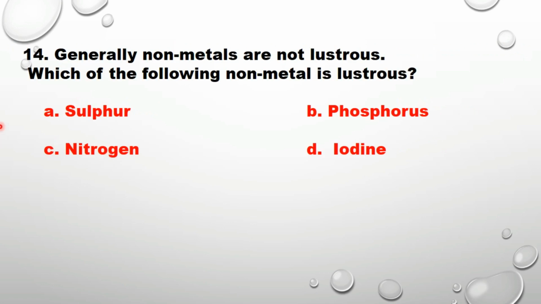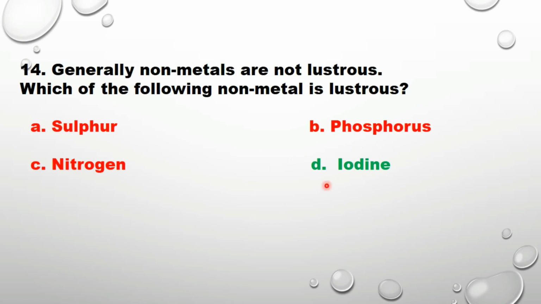14th question. Generally, non-metals are not lustrous. Which of the following non-metals is lustrous? Option A sulphur, B phosphorus, C nitrogen, D iodine. The correct answer is option D iodine. Iodine is a non-metal which is lustrous.